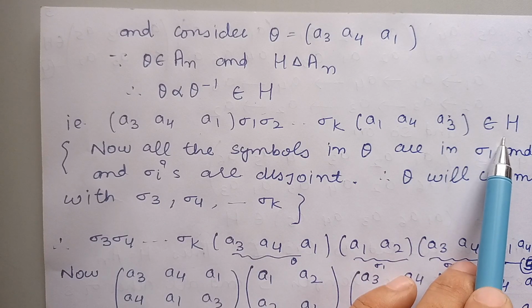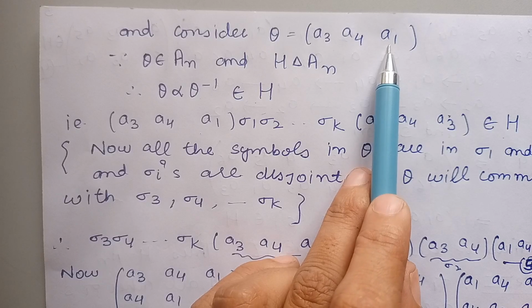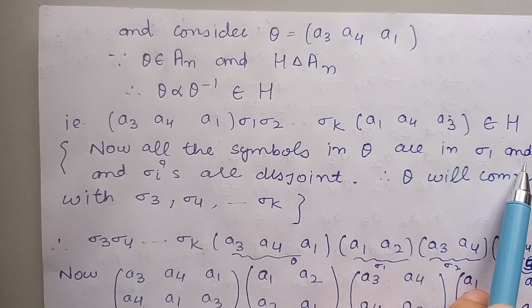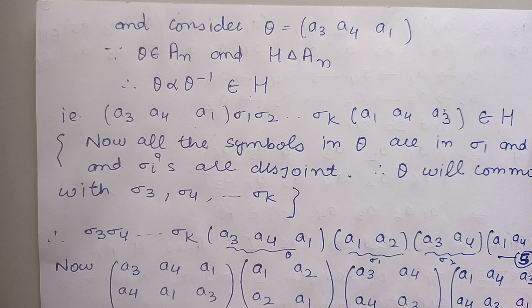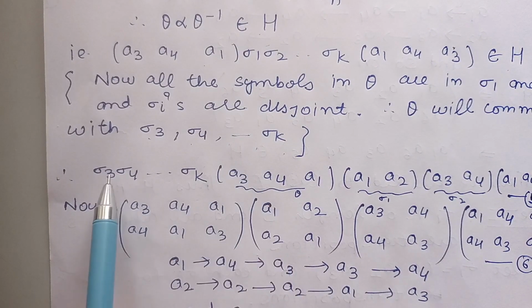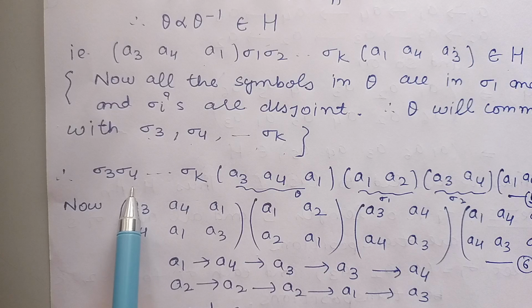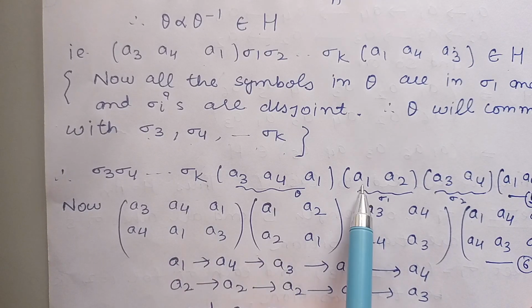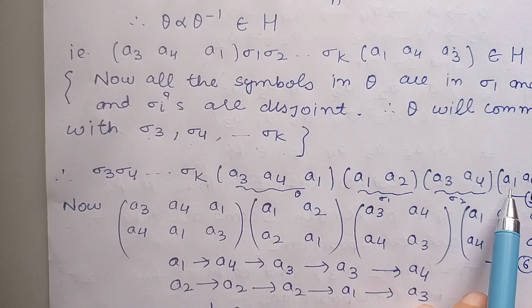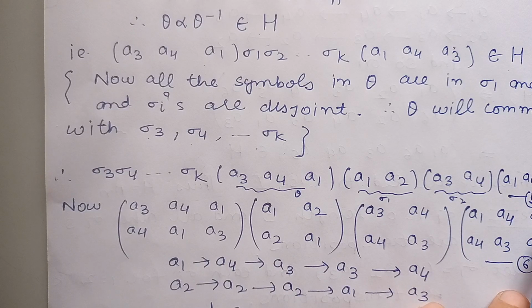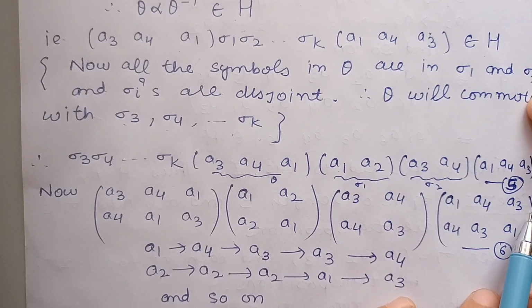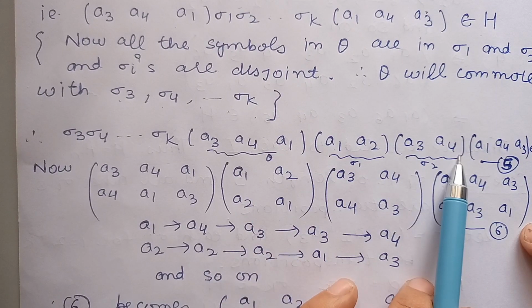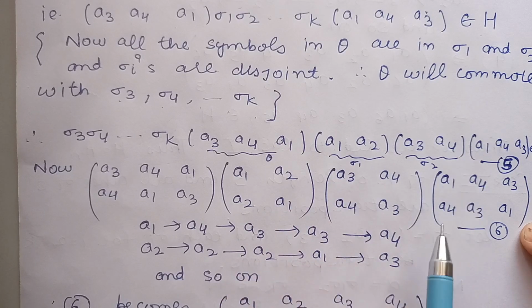Now because the symbols in theta, these three elements, are in sigma 1 and sigma 2 also, theta will commute with sigma 3, sigma 4, sigma 5 and so on up to sigma k. So by using the commutative property here, we get sigma 3, sigma 4, sigma 5 and so on up to sigma k, times theta, times sigma 1, times sigma 2, times the cycle a1, a4, a3. This product belongs to H. Now let us find this product, which is the product of the 4 cycles.